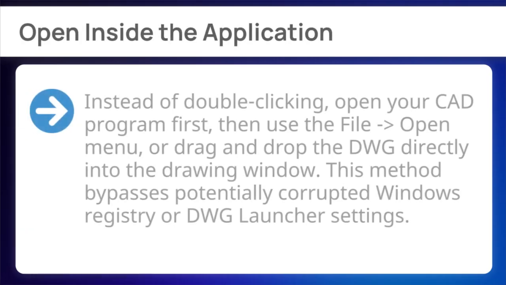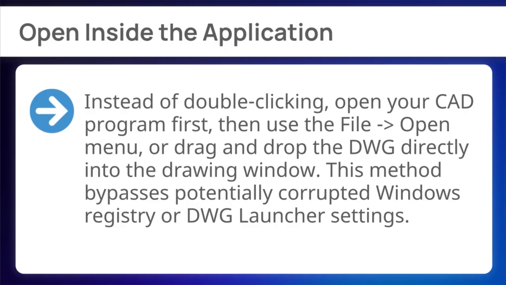Next, open inside the application. Instead of double-clicking, open your CAD program first, then use the file Open menu or drag and drop the DWG directly into the drawing window. This method bypasses potentially corrupted Windows registry or DWG launcher settings.